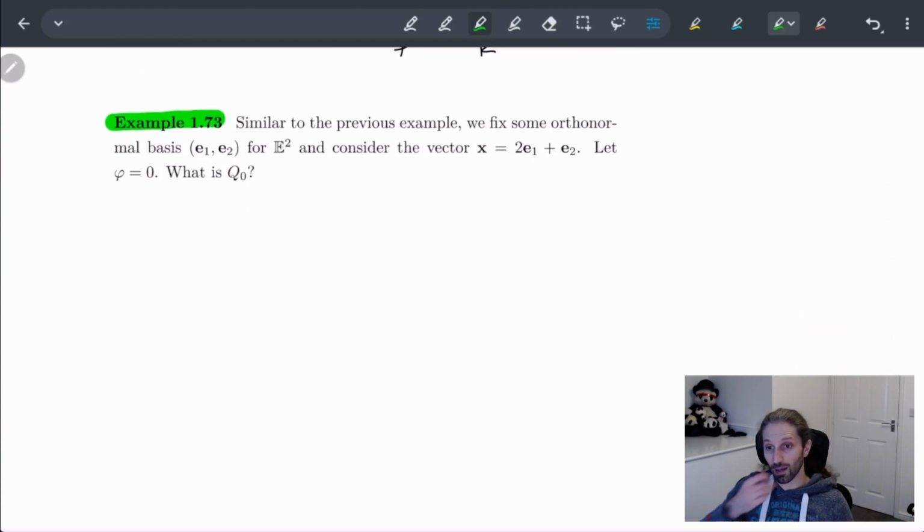So let's look at an example of this. Here I start off with some orthonormal basis, E1, E2 in two dimensions, and I'm going to take the same vector as before, so 2 times E1 plus E2. And this time I'm going to let phi be equal to 0. So what happens when phi is equal to 0? This should maybe not do anything, but actually it should do something. So let's actually see this.